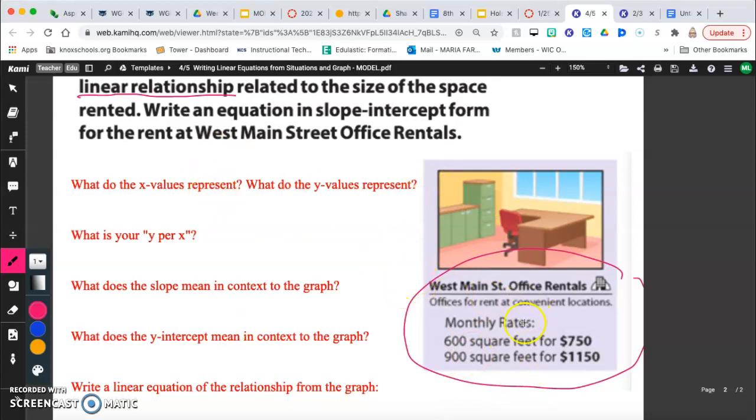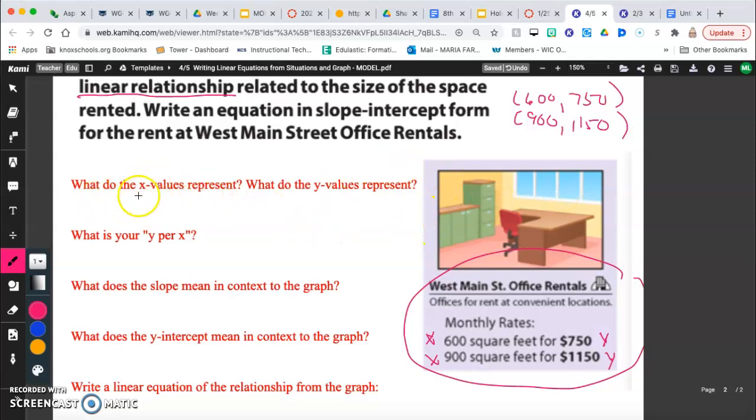We talked about how x is usually time. We don't have time here. Y is usually a total cost. We do have a total value. We have $750 and $1,150. Those are total values of those rental places, which means these are going to be our y values here, and these square footage over here are our x values. So our ordered pairs are going to be 600, 750, 900, 1150.